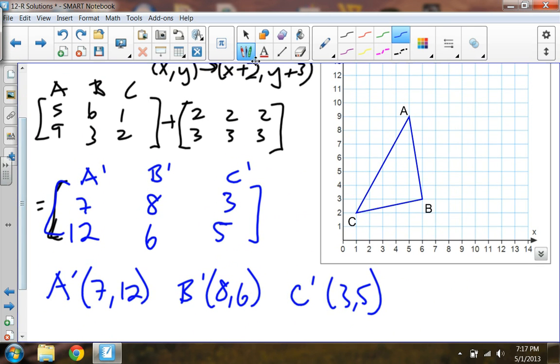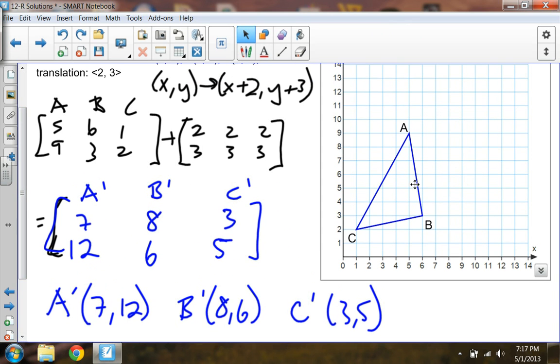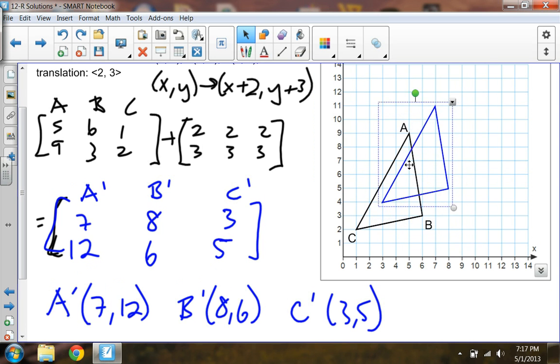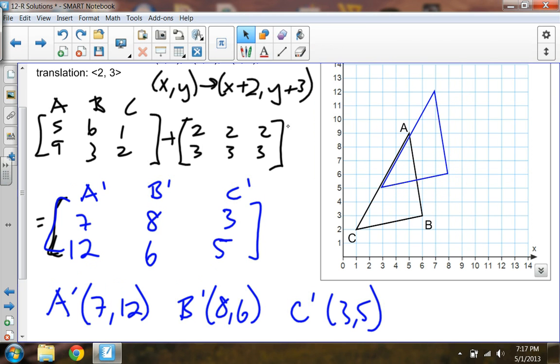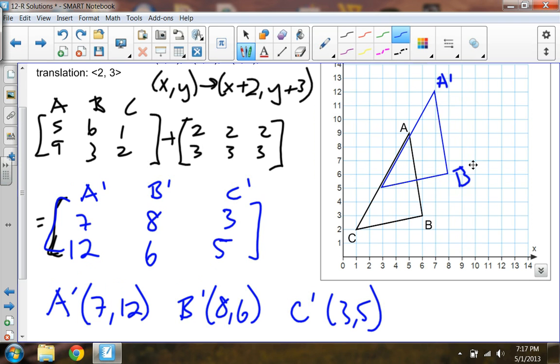Now the triangle should look the same, so I already created a blue one on top that I'm just going to move over here. I'll take it and go 1, 2 units over, 1, 2, 3 units up. And those final points, that A prime, B prime, C prime, should be in those proper points. A prime should be at 7, 12. B prime should be at 8, 6. And C prime should be at 3, 5. And there we are.